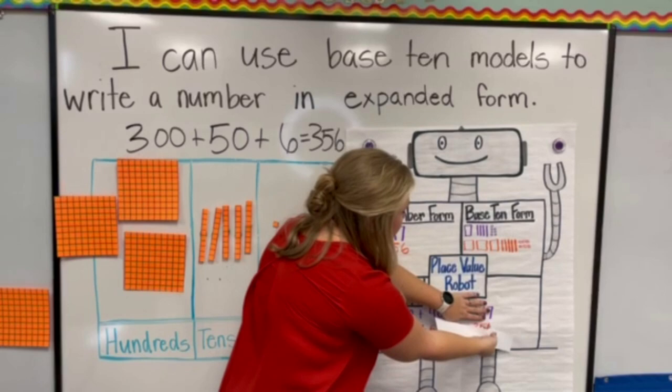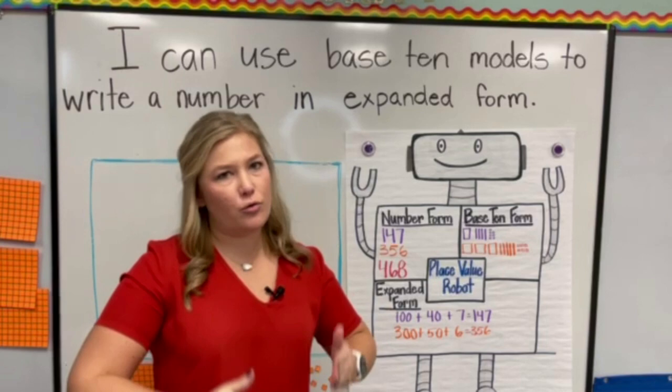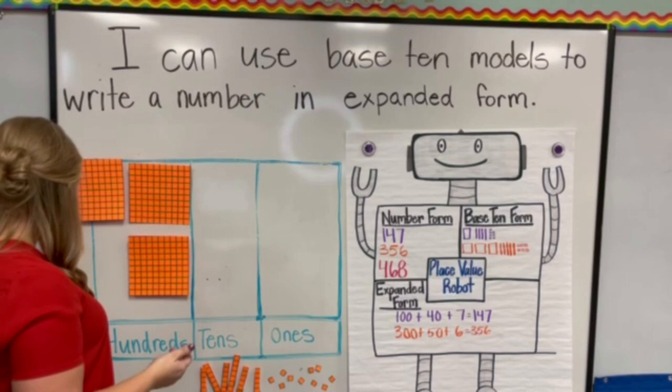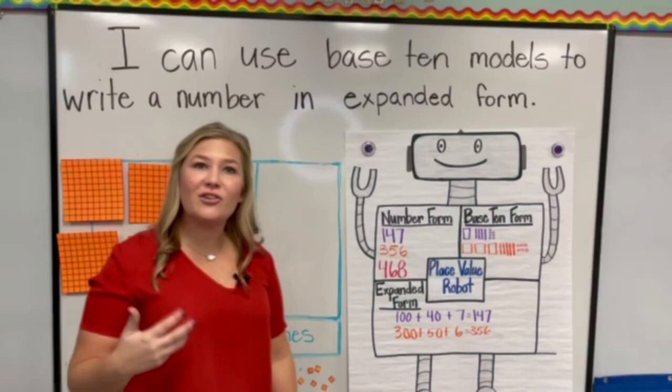All right, let's try another one together. We have the number 468. Go ahead and add that to your number form box on your place value robot. 468, when I hear 400, I know that I'm going to put 4 hundreds flats, which means that you're going to draw 4 squares in the base 10 form box for our number 468. Then I hear 460, 60 I know is 6 groups of 10.